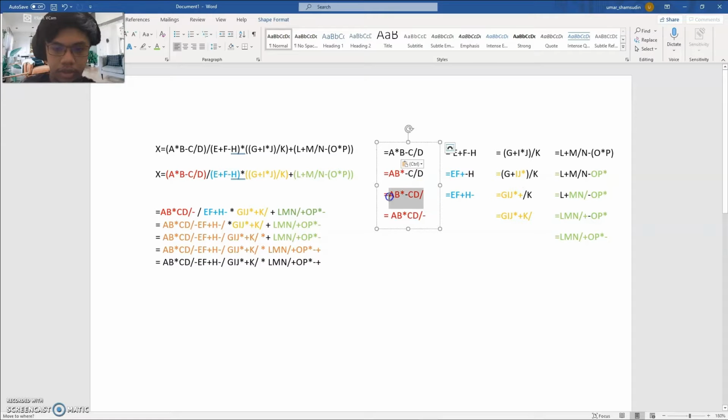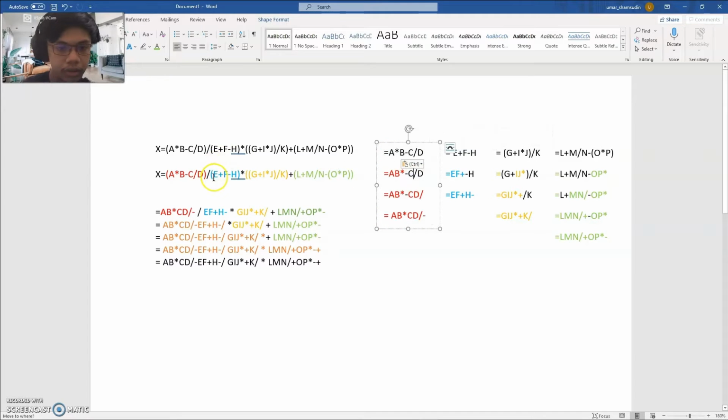But right here is not complete, right? Because of the subtraction. So the AB multiplication is the operand, CD division is the operand, the subtraction is the operator. So the operator needs to go to the back of the operands and it becomes like this. So this is the postfix for this infix.